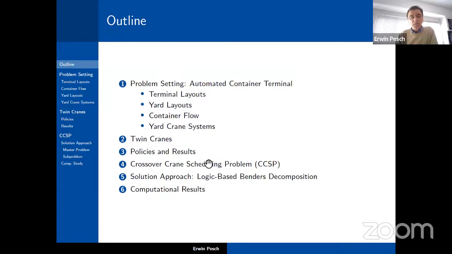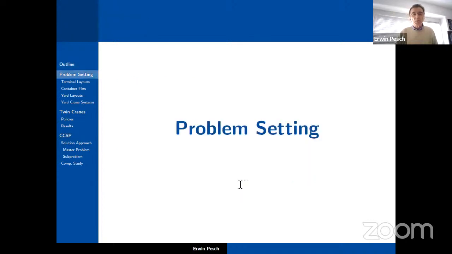And then we will move over to the situation of crossover cranes or dual cranes, and we will see a formulation of the crossover crane scheduling problem. And then I will present to you a branch and cut approach that is based on logic-based Benders decomposition, and some computational results. Probably the time will be over when I reach the computational results, so we will not go into detail there. So what is the problem setting?